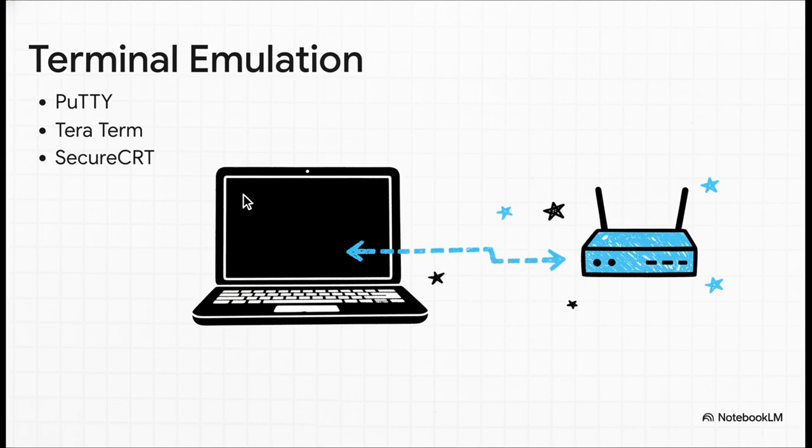But just plugging in the cable doesn't magically do the work. To actually type your commands, whether you're using that blue cable or connecting remotely via SSH, you need terminal emulation software. Industry heavy hitters here include PuTTY, Tera Term, and SecureCRT. These programs basically give you that classic black window where the CLI lives, letting your keyboard talk directly to the network hardware.